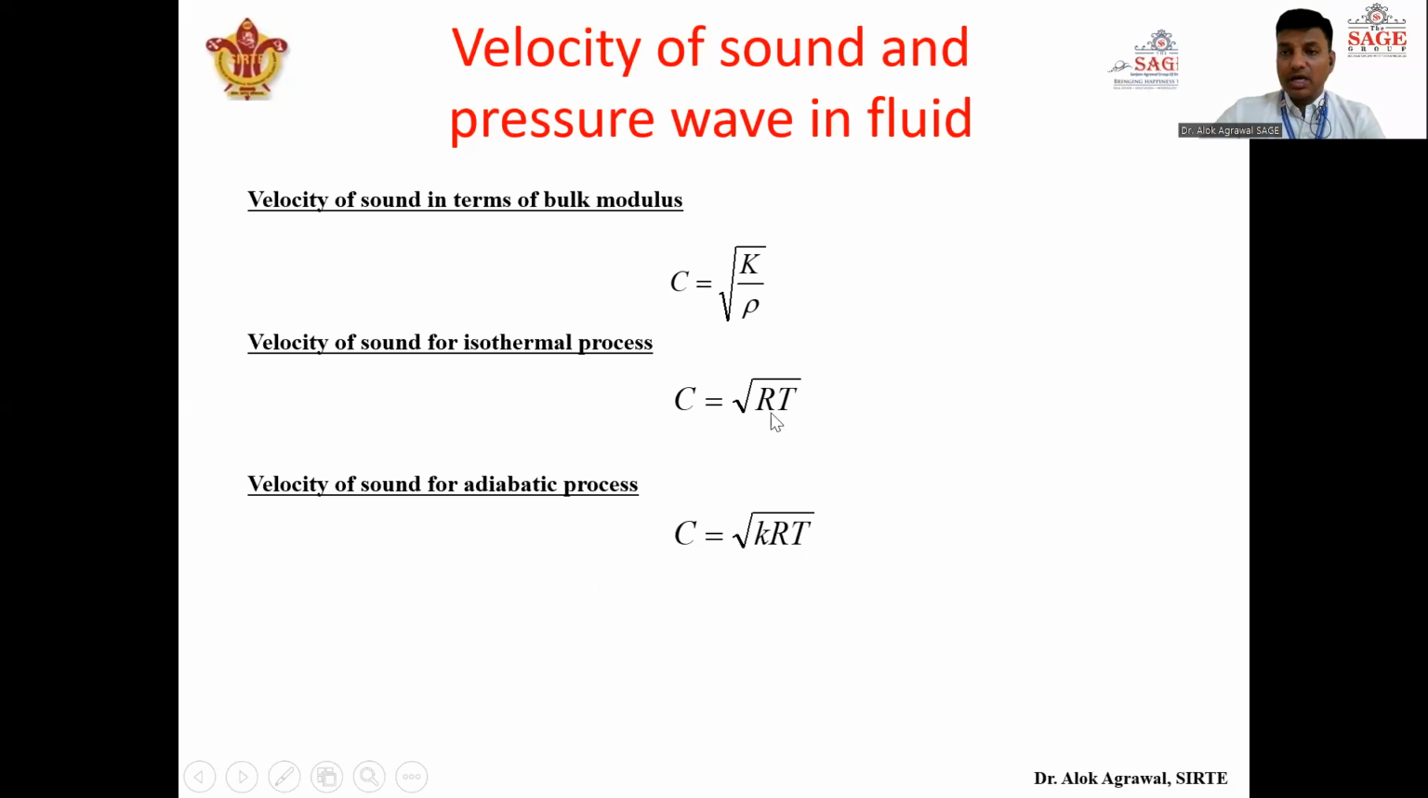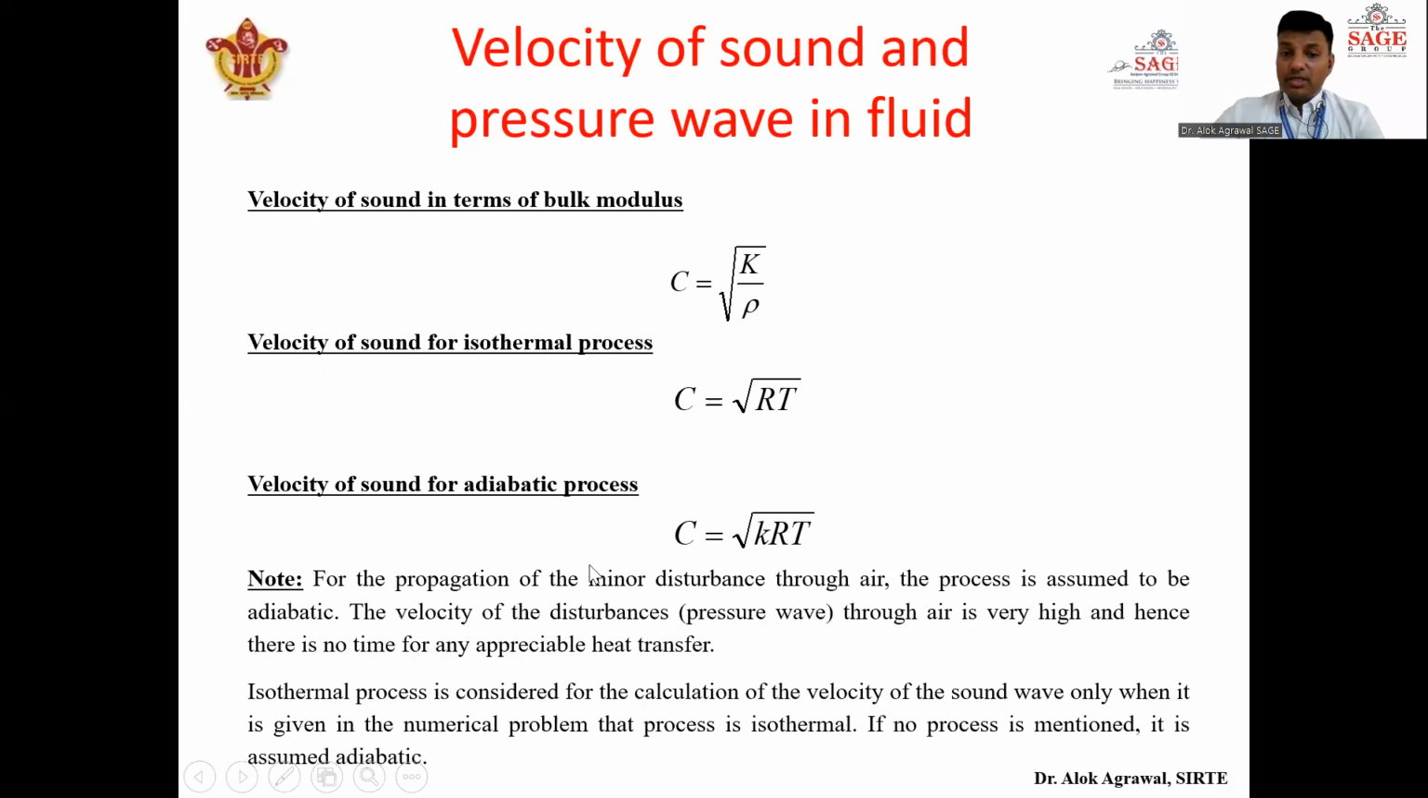You know what R is and what k is, so I don't have to tell you again. So these are the three formulas that are very important, but remember which formula is to be used where. If it is given that the process is isothermal in the numerical, then only you will use this formula, the second formula. Otherwise you have to take this formula, that is c equals under root kRT.